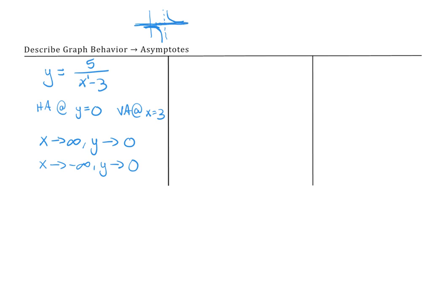So now, bringing in something new, let's talk about that vertical asymptote. As x approaches 3 from the right, I'm approaching the vertical asymptote, and my y values shoot to infinity. But as x is approaching 3 from the left, so I'm approaching from the other side, y shoots to negative infinity.